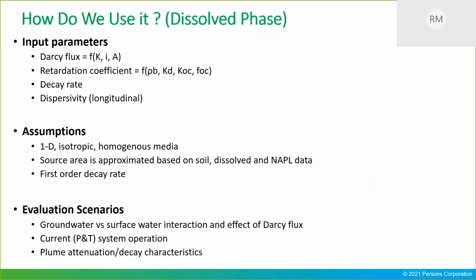And for evaluation scenarios, since this is a perimeter system and the hydrogeological condition is largely impacted by the fluctuation between groundwater and surface water body, that affects your overall Darcy flux and also current pump and system operations. So we look at different scenarios for operating or extraction rate, and how they impact the overall capture zone. Also, based on the data we have, we were trying to see plume attenuation and decay characteristics scenarios.